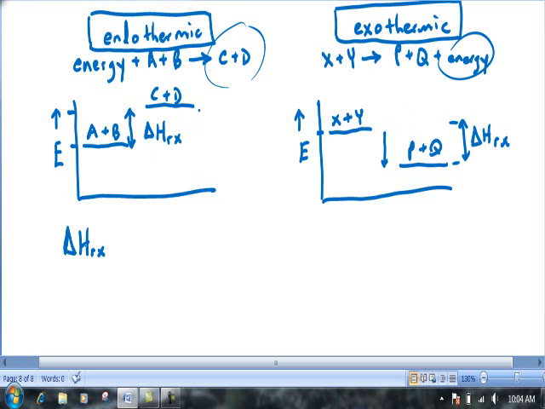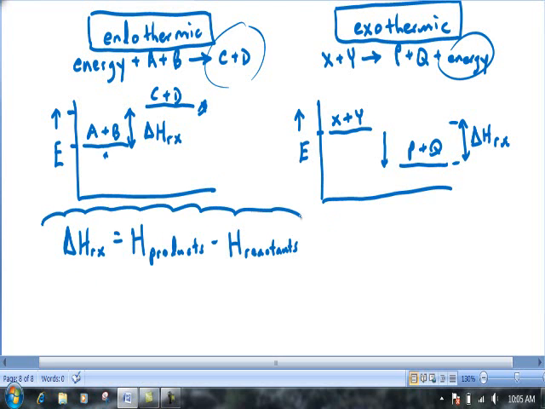Now to calculate our change in enthalpy of a reaction, change here means that we're going to compare the final conditions to the initial. In this case, final conditions in a chemical reaction are products, the initial conditions are the reactants. So to calculate our change in enthalpy for a chemical reaction, we'll take the enthalpy level of the products and subtract from it the enthalpy level of the reactants.